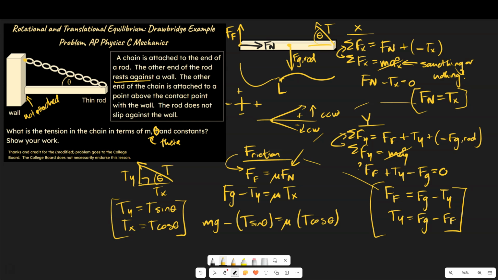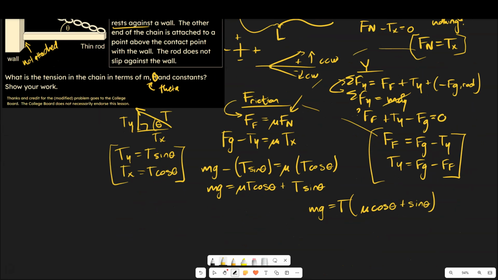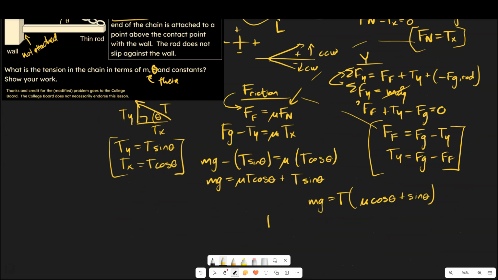Alright, and simplifying, we can just get our tensions on the same side of the equation, so we would have mg is equal to mu tension cosine of theta plus tension sine of theta. And what we can do with that is we can factor out the tension, and that would give us mu cosine of theta plus sine of theta. And we can isolate, and I am out of room, so I'm going to move this down and just say we've got tension is equal to mg over mu cosine theta plus sine of theta.